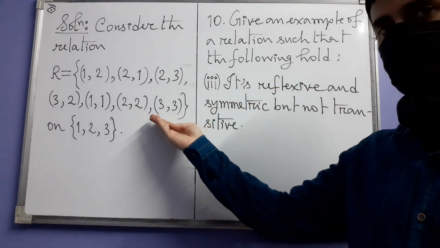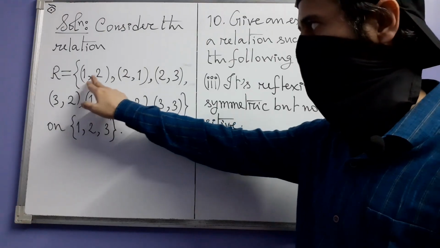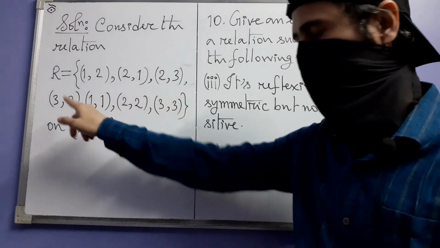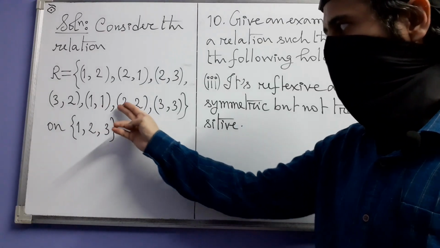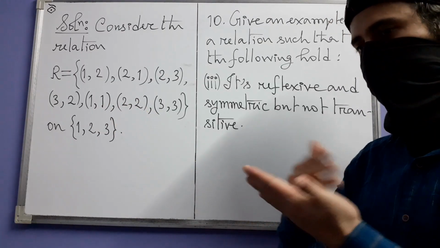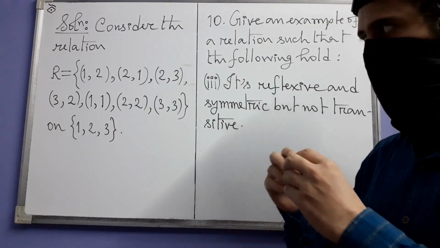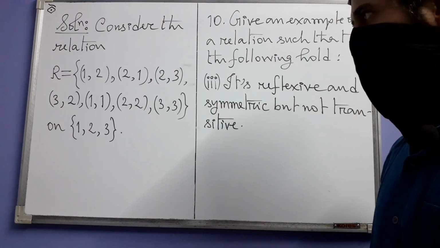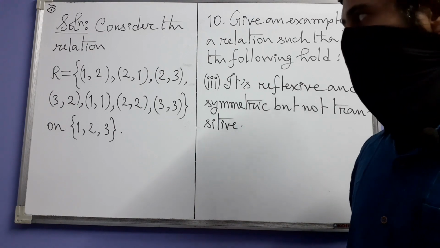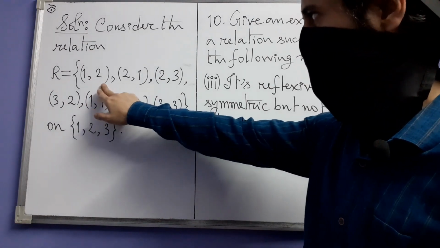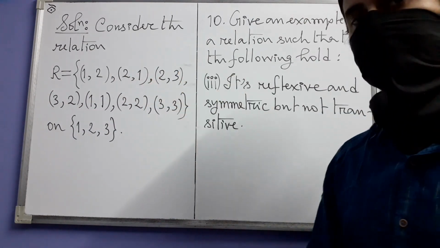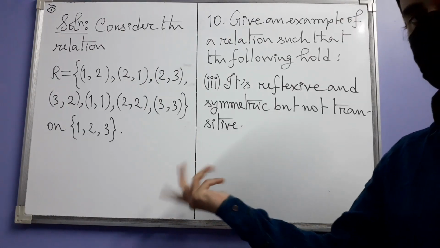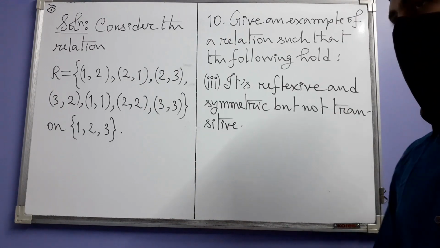Symmetry also is equally easy to see. You have (1, 2), you also have (2, 1). You have (2, 3) and you also have (3, 2). And these elements, of course, if you swap the coordinates, you get those elements themselves which are already there. Why is it not transitive? That's because you have (1, 2) and (2, 3), but (1, 3) is not there. So you write these things. So that is part 3.